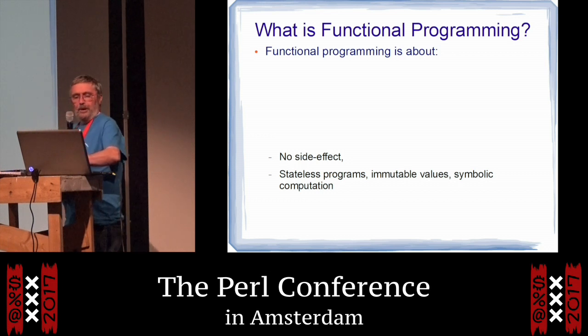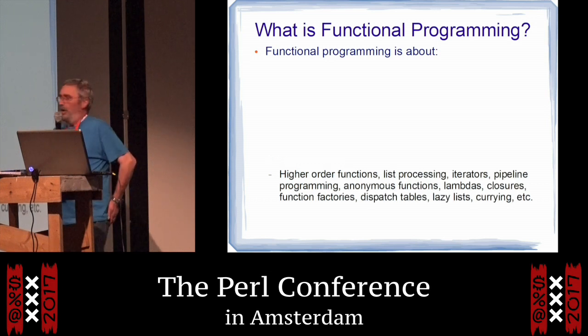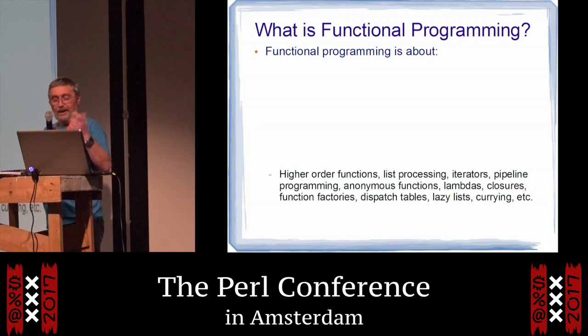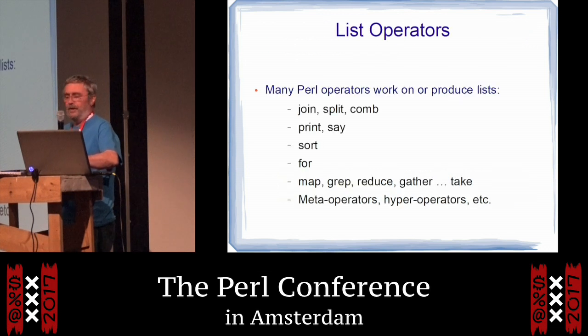Symbolic computation. And then there are a lot of things here. It's just a list of things that you find in functional programming. Higher order functions, list processing, pipeline processing, iterators, anonymous functions, lambdas, closures, etc. So we'll just see a few of them.